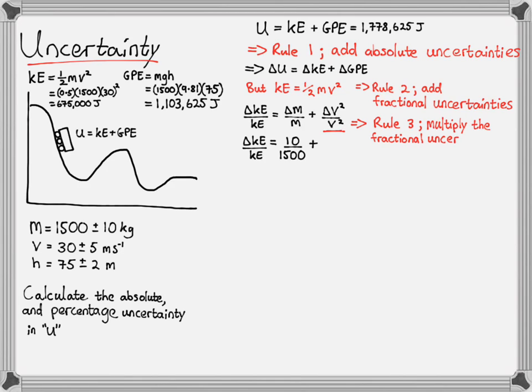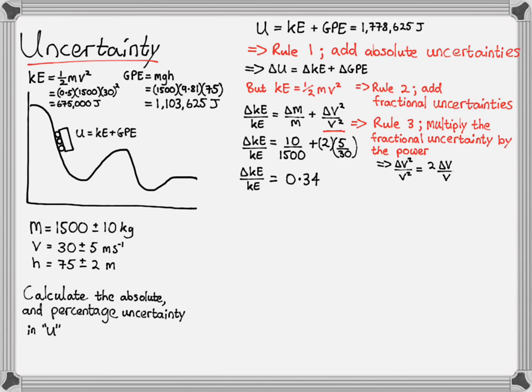So for functions involving powers, I multiply the fractional uncertainty by the power. So in other words, if I'm looking for delta v squared over v squared, I find that by multiplying delta v over v, the fractional uncertainty in v, by the power. In other words, the fractional uncertainty in v squared is equal to 2 times the fractional uncertainty in v. Okay, so I've used all three rules here for uncertainties. So I just fill in my values. 2 times delta v is 5 over v is 30. And I calculate that the fractional uncertainty in the kinetic energy is 0.34.